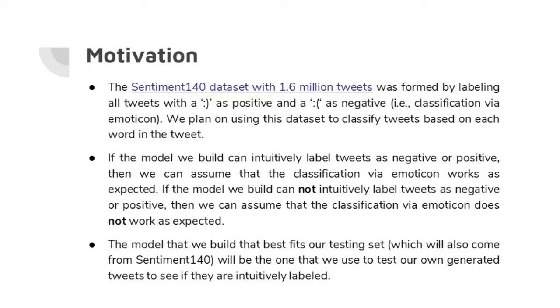If the model we build can intuitively label tweets as negative or positive, then we can assume that the classification via emoticon works as expected. If the model we build cannot intuitively label tweets as negative or positive, then we can assume that the classification via emoticon does not work as expected. The model that best fits our testing data, which will also come from Sentiment140, will be the one that we use to test our own generated tweets to see if they are intuitively labeled.